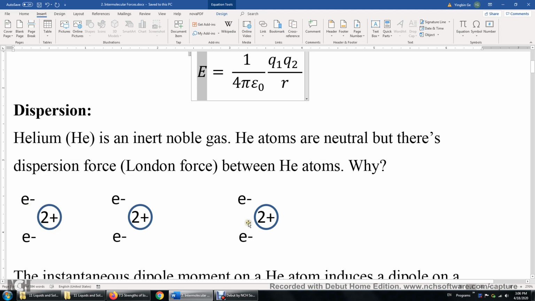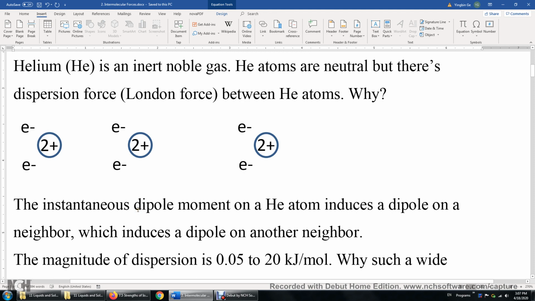And this induced dipole can induce another dipole in its neighboring atom as well. So again, we have the so-called instantaneous dipole moment because of the uneven distribution of the charges at one moment, and it may also induce a dipole in a neighboring helium atom. This is called induced dipole. And it's also possible for two helium atoms to have instantaneous dipoles at the same time, and then they adjust their electron positions to attract each other.